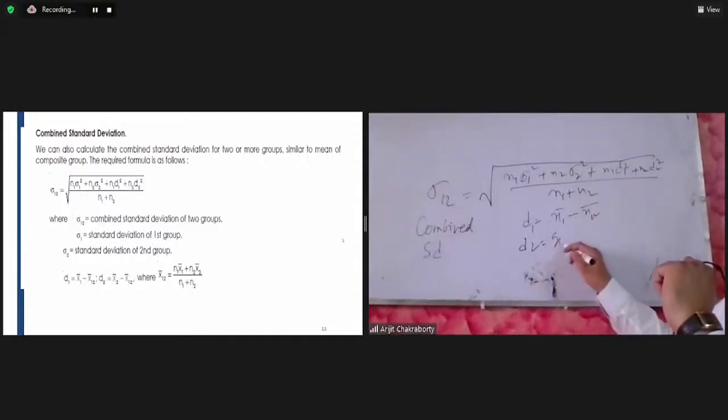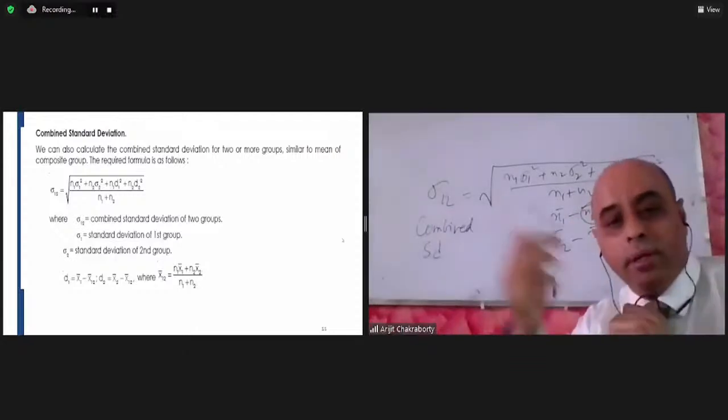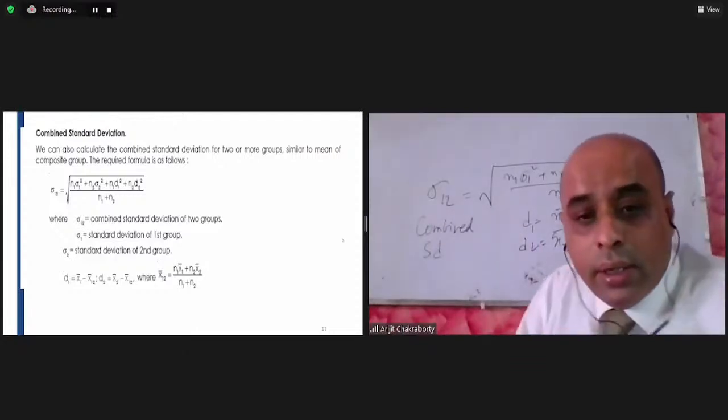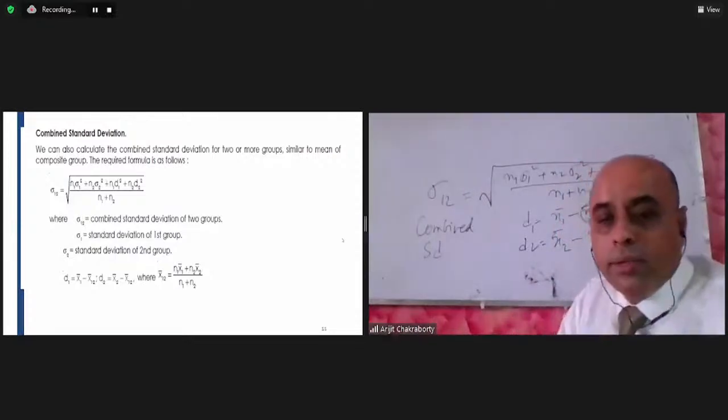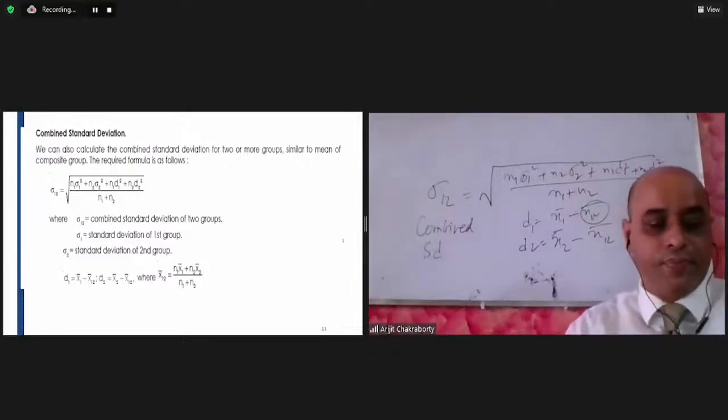Similarly, d2 is equal to x2 bar minus x12 bar. So the mean of the combined, and x12 is what? X12 is the combined mean, and that is given by n1 x1 bar plus n2 x2 bar divided by n1 plus n2. So this is a very, very important formula.